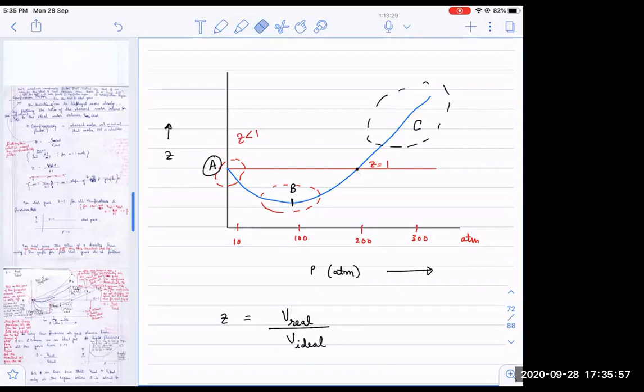I'll give you 1 minute. Let's see if you can think of some reason. It is the ratio of V real by V ideal. Now you have to tell me in which cases V real by V ideal is less than 1, and for which cases, and how, it becomes more than 1. Please take 1 or 2 minutes. If you wish to discuss something with me, please let me know. We'll discuss. But let me tell you, this is very, very interesting.